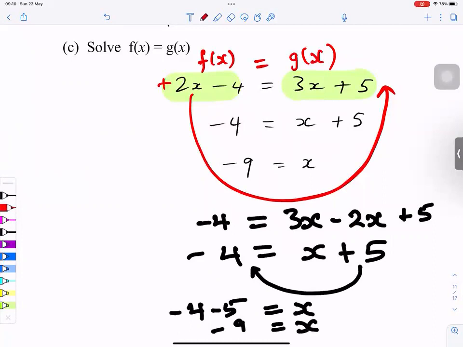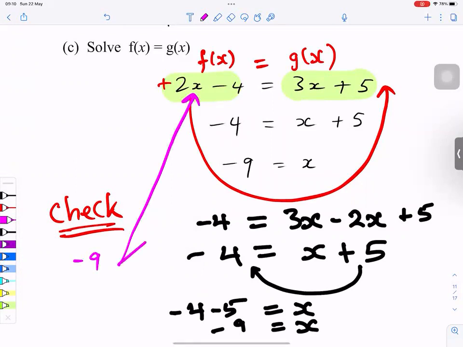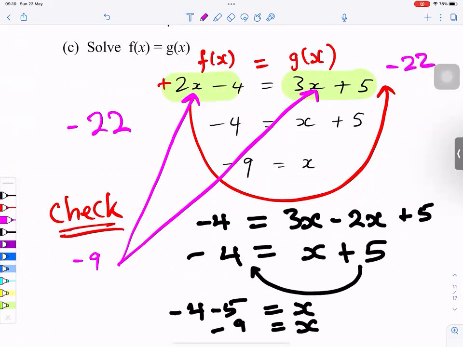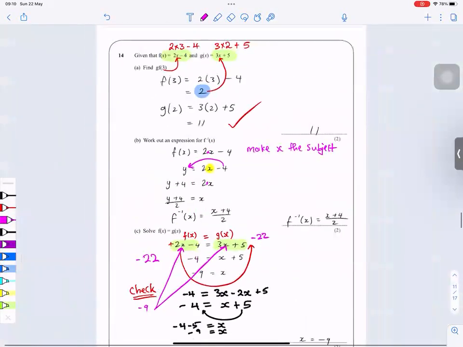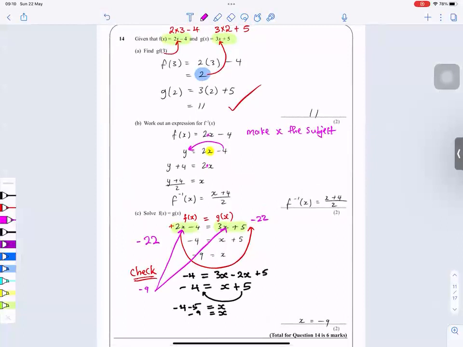And how do you check if your answer is correct? You take that answer of minus 9, you put it there, and you put it there. 2 times minus 9 is minus 18, minus 4 is minus 22. 3 times minus 9 is minus 27. Minus 27 plus 5 is minus 22. So that means your answer for x is correct. So that's how you do this question 14, for a total of 6 marks.